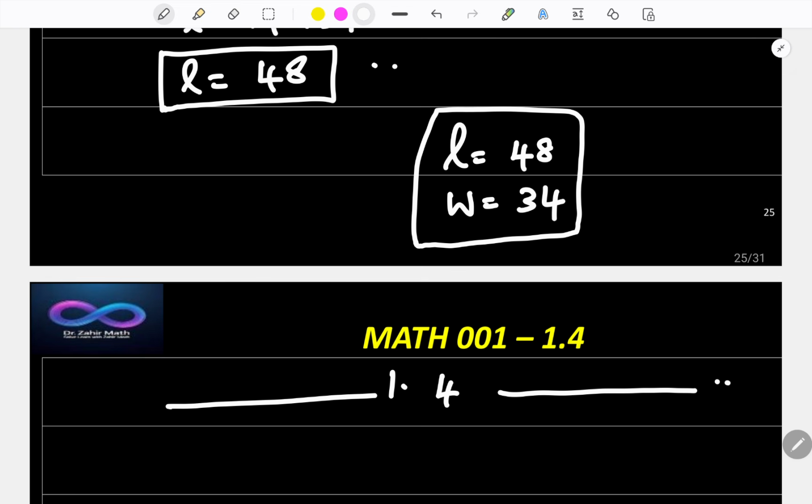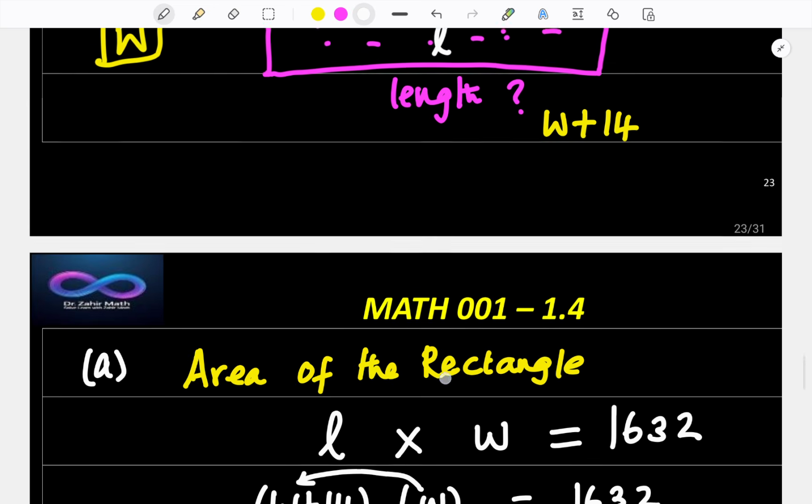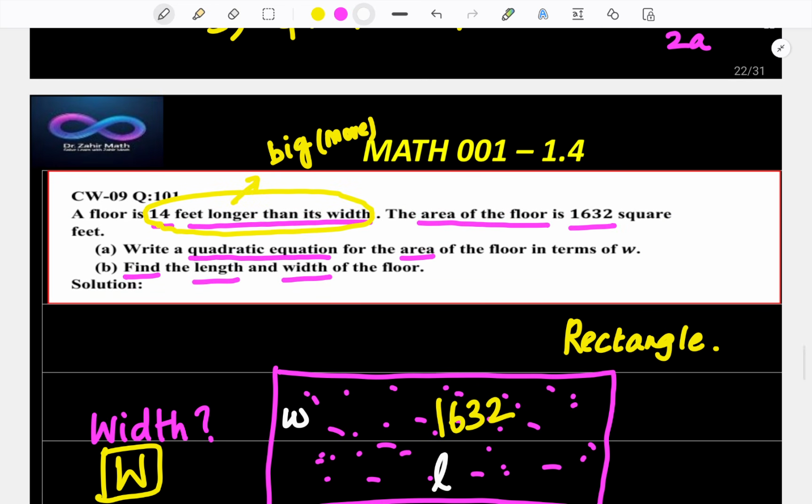So we completed all the questions from section 1.4 including factoring, the square root method, the quadratic formula and one application problem, which is this one, the floor. So this is the application problem. So I hope you all understood.